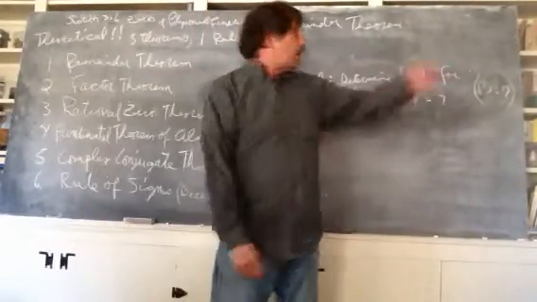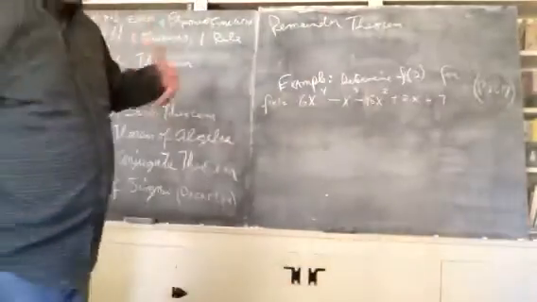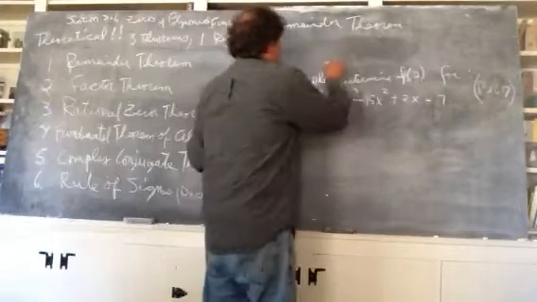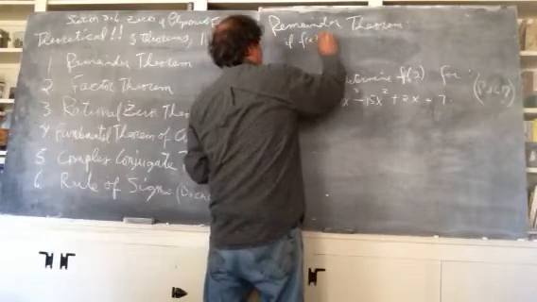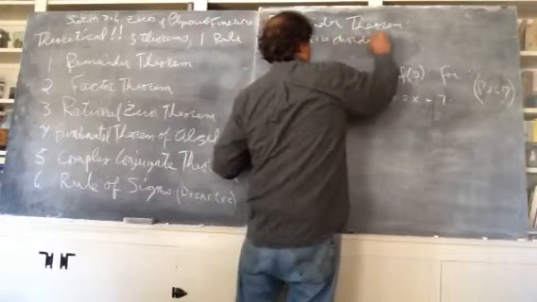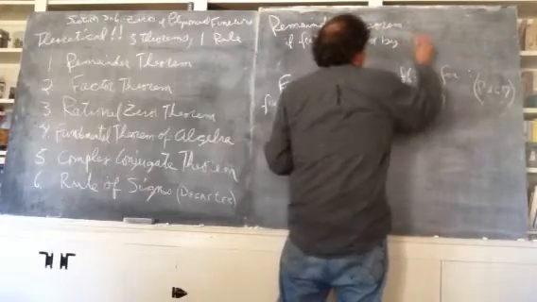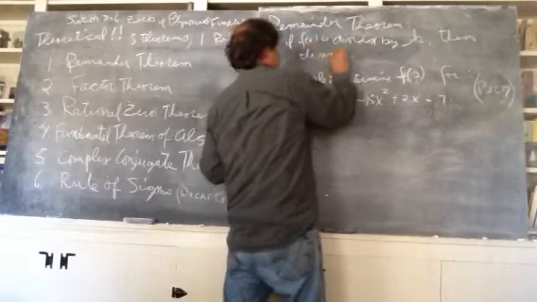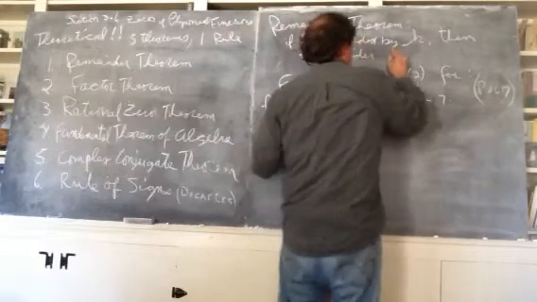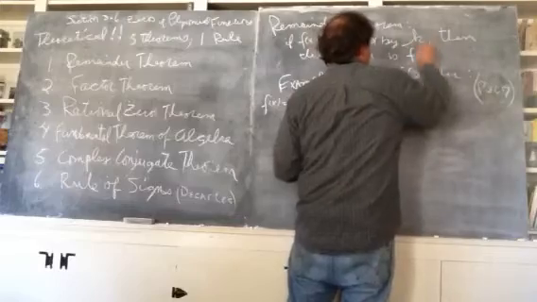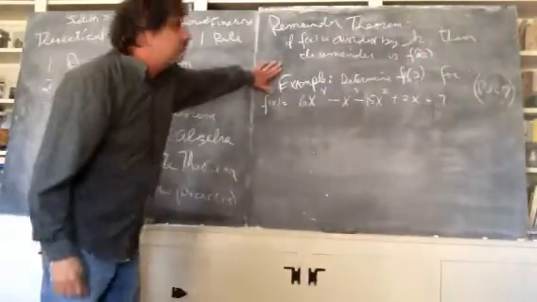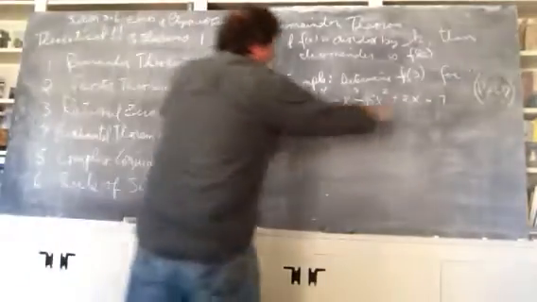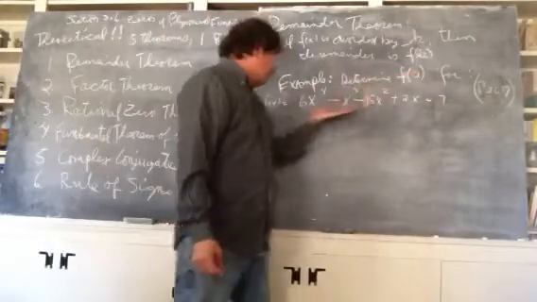And to start, we'll start with the remainder theorem, and I wrote this down beforehand. The remainder theorem says if a function is divided by a number, we'll call it k, then the remainder is f at k. So what does that mean? Well, here's an example, which by the way is on page 267. Determine f at 2 for this function.